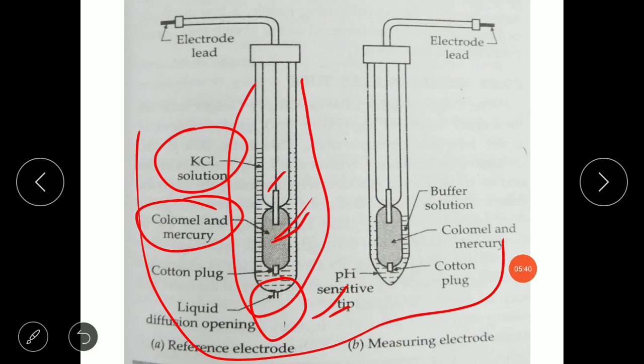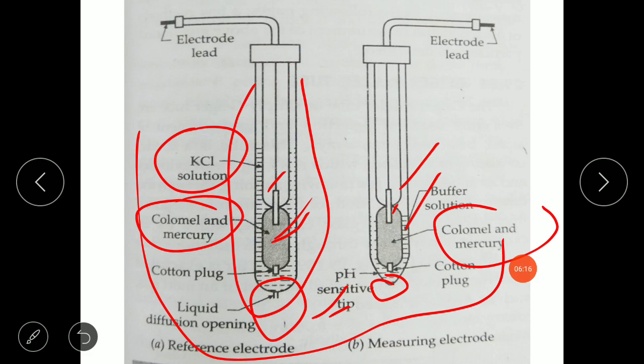The measuring electrode is also somewhat similar to the reference electrode. However, in this measuring electrode, the mercury and calomel element is surrounded by a buffer solution. So there is a buffer solution between the inner assembly and the outer glass tube. This buffer solution has a constant pH, and the bottom of the tube has no opening, unlike the reference electrode, but it tapers down to a tip which is made of thin glass of special composition. There is a gel-like layer.